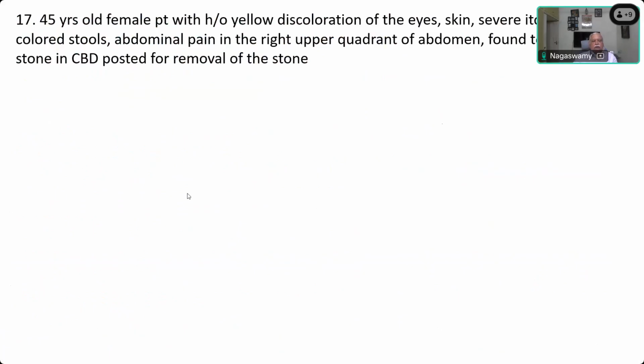So, a 45-year-old female patient with a history of yellow discoloration of the eyes with severe itching and clay-colored stools, abdominal pain in the right upper quadrant, found to have a stone in the common bile duct, posted for removal of the stone. This is the scenario I told in the beginning. You need to have a clear concept to give a correct answer in the examination. So analyze the case.